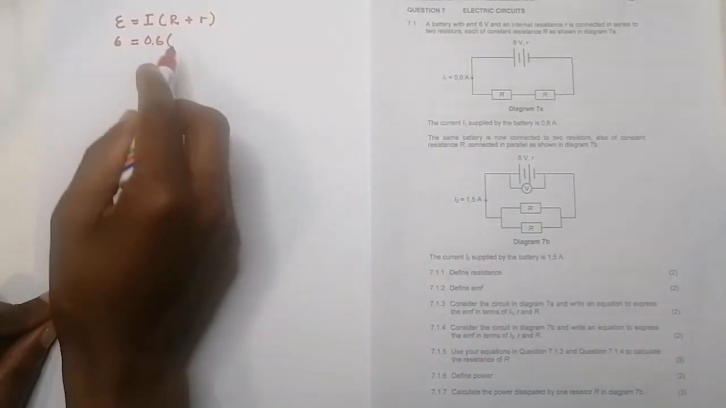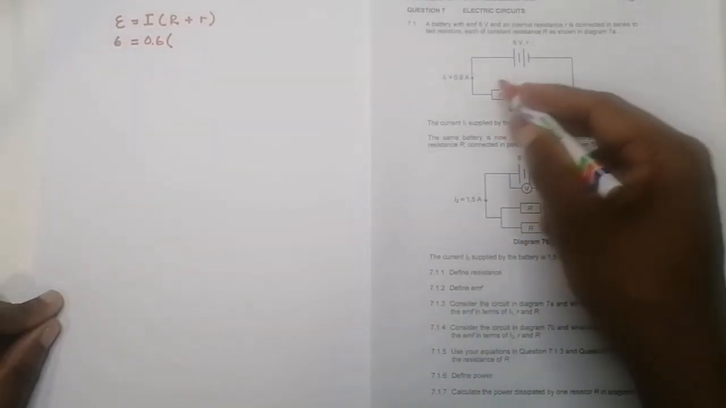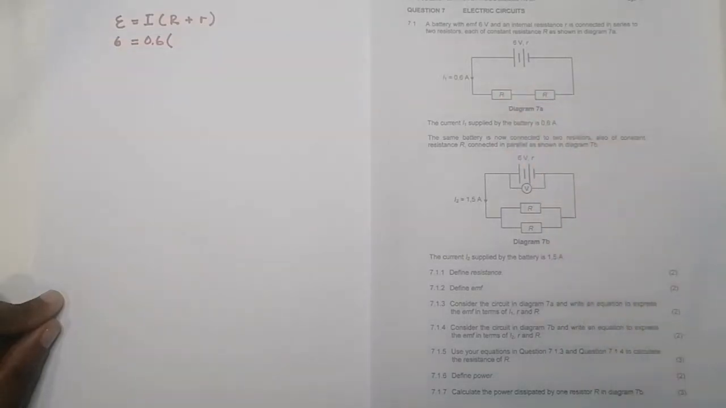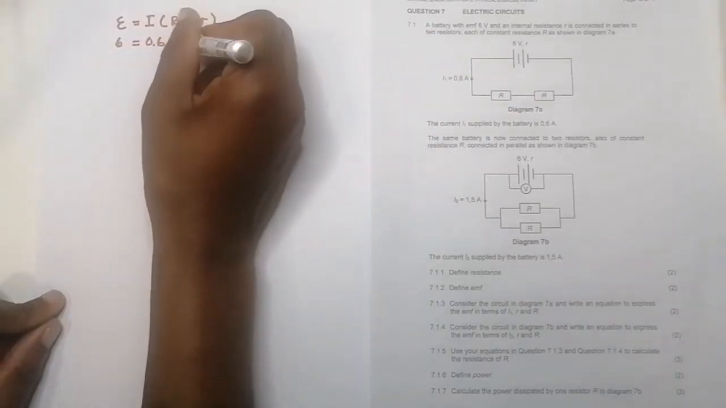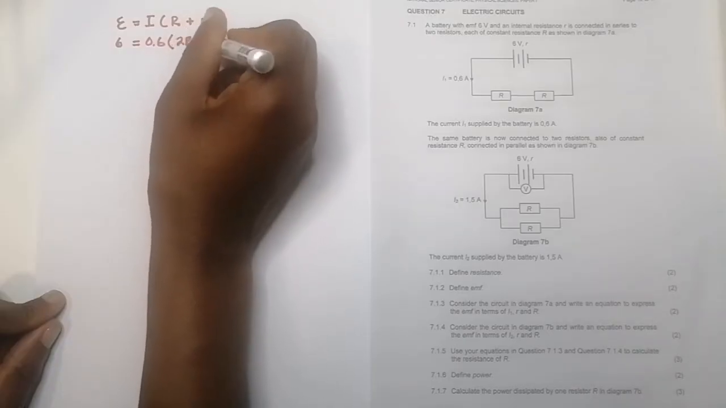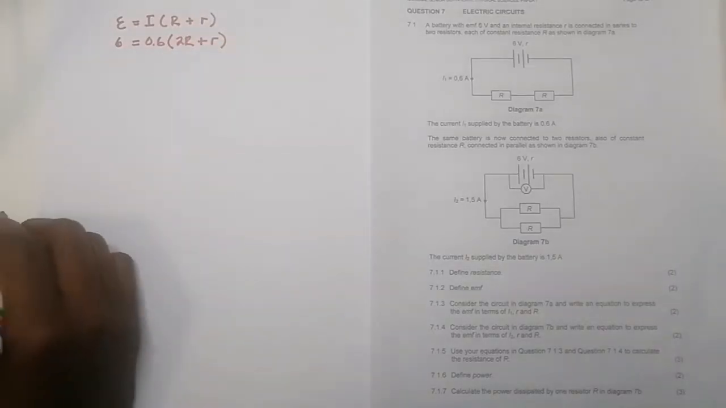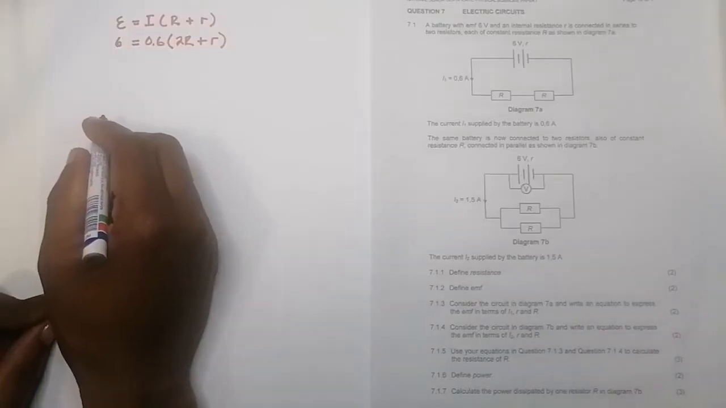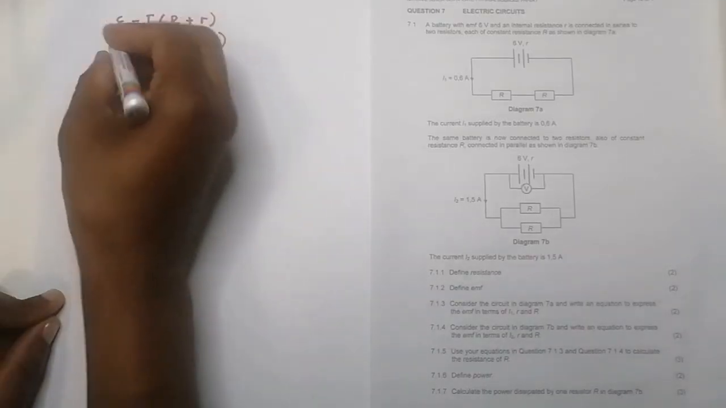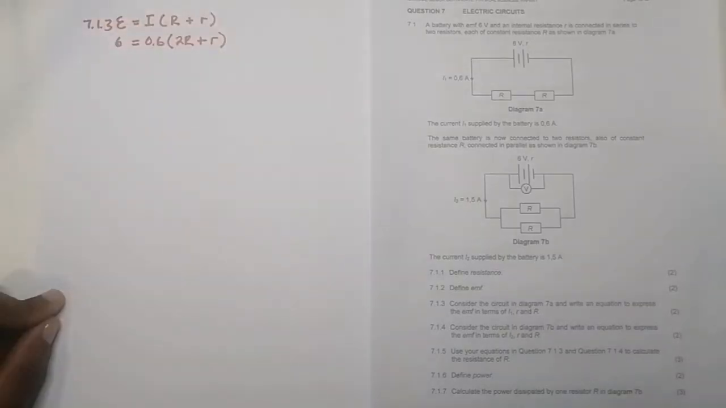But if you think about R external, remember it's going to be the effective resistance. In this case, it's going to be these two resistors here, so the effective or total resistance is R plus R, which gives us 2R, plus the internal resistance, which we are not given. That's going to be the expression they wanted us to write. Actually, I should have numbered that 7.1.3 so that we know what we are answering.